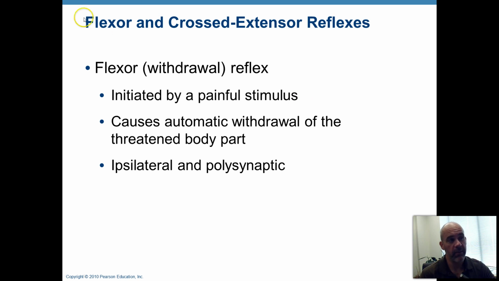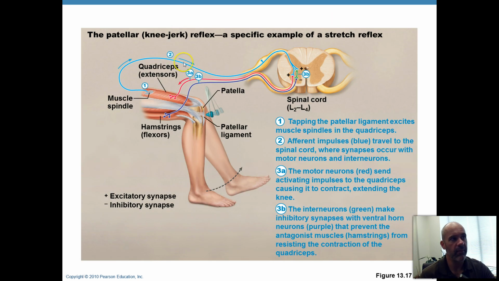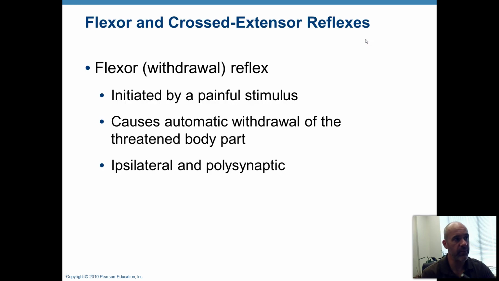All right, so that's a stretch reflex that results in extension of the knee joint to help you stay standing up. We also have flexor reflexes, or flexor and crossed extensor reflexes. A flexor reflex is like a withdrawal reflex. You stick your finger on a hot stove, the biceps brachii muscle contracts really rapidly to make you flex your elbow and jerk the finger out of the way. Again, you don't even have to think about that happening.